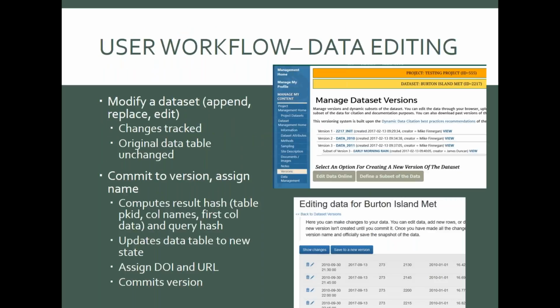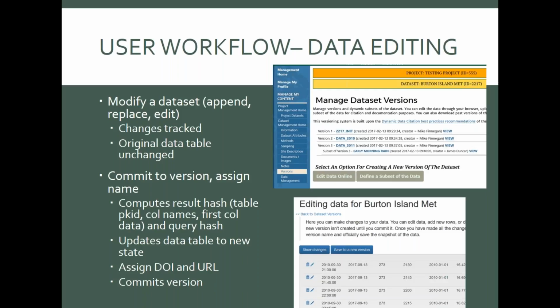The workflow that's emerged is that we have three different steps I was going to cover. First is data editing, so actually managing the provenance tracking. So you can modify a data set and append, replace it. You could append by uploading an additional set of data. You could replace it entirely by removing the existing table and populating it with new data, or you can edit the data in line on the website.